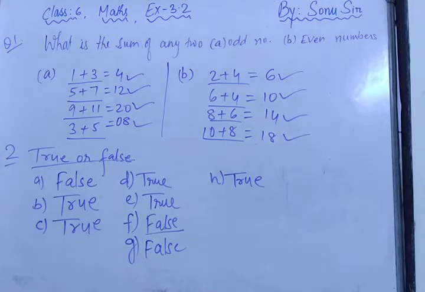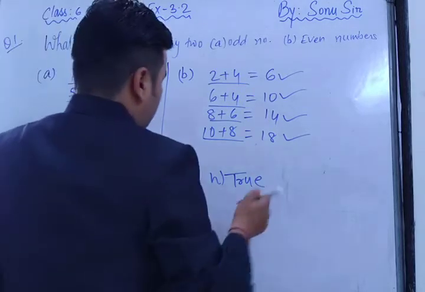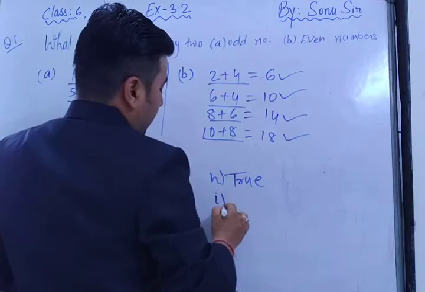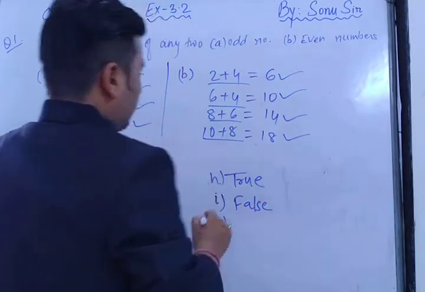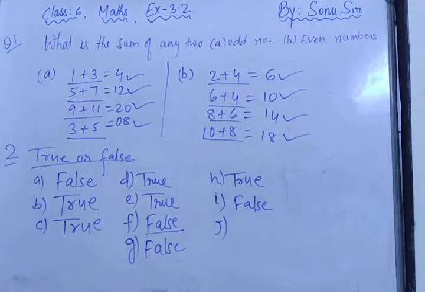Now the remaining two questions are there, I and J. All even numbers are composite numbers. No, except 2. Yes, all even numbers are not composite numbers. It is false because 2 is a prime number. Right? Got it?